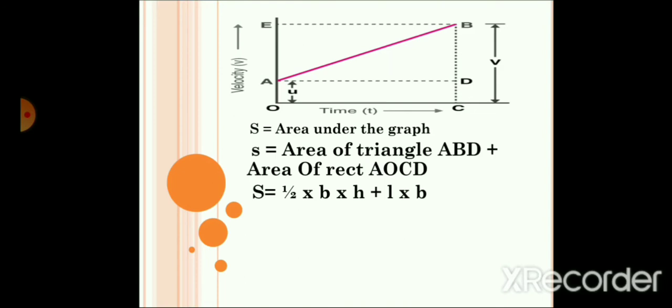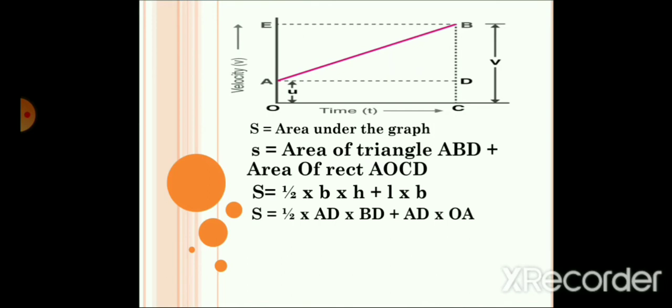And what is AD equal to? T. And what is the height of the triangle? It is BD. Okay, height of the triangle is BD. So half into AD into BD plus what is the length of the rectangle? Again AD. And what is the breadth? Breadth I can take either AO or CD. Okay, so S equal to half into AD into BD plus half into AD into OA.